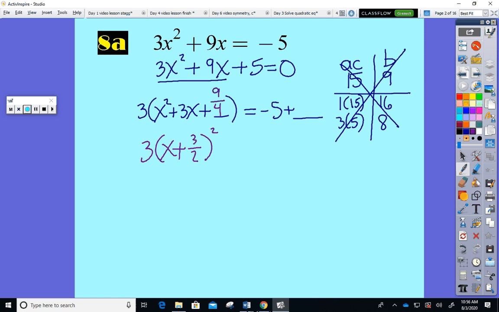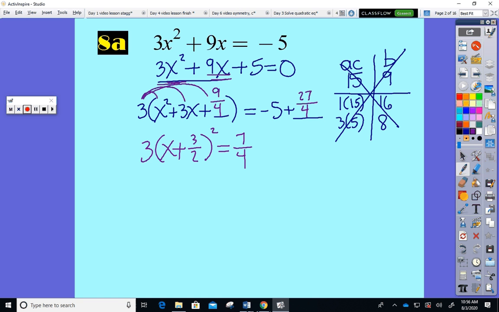Yeah, so you've got to say, okay, that was 3x squared. I had that already. That's 9x. I had that already. This is 27/4. That's the new one, 27/4. That's the new thing. Okay? So now, do you agree with me that -5 is -20/4 plus 27/4 is 7/4? Now, remember, why do we complete the square?